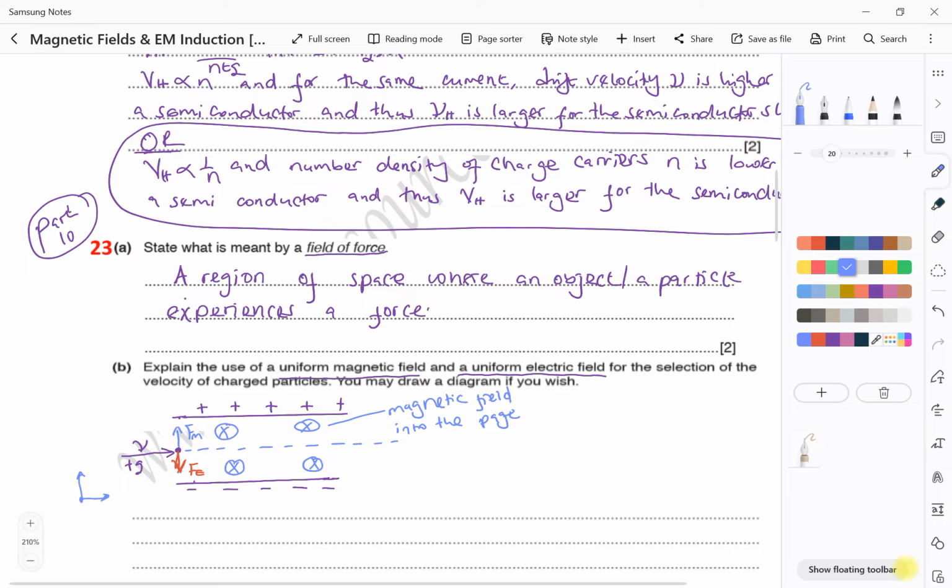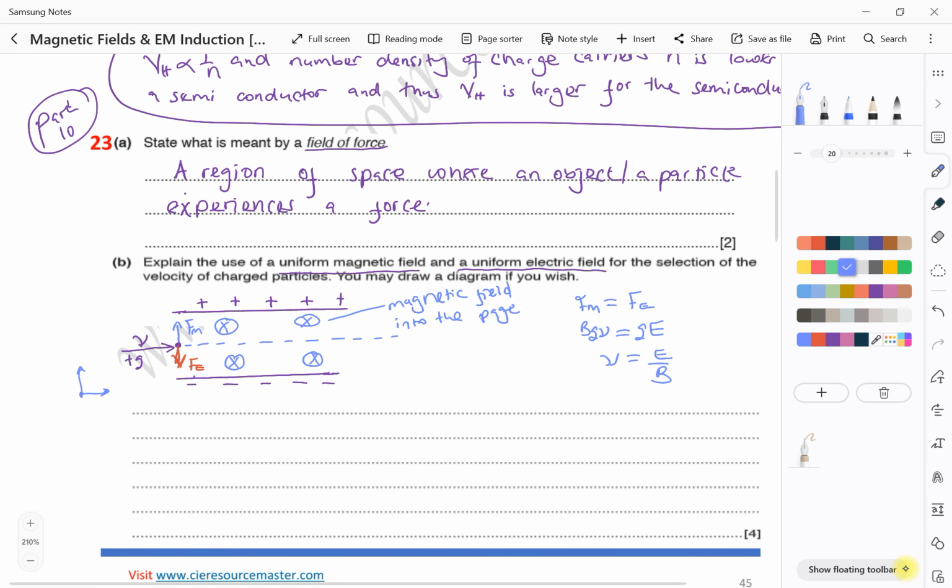If the force due to the magnetic field equals the force due to the electric field, then BQV is going to be equal to Q times the electric field strength E, which means that the speed v is going to be equal to E over B. For a particle to go through, the speed with which it enters the field must be equal to E over B. If it is greater or less, it will undergo deflection. But if it is equal to E over B, then the particle will just pass through without being deviated.